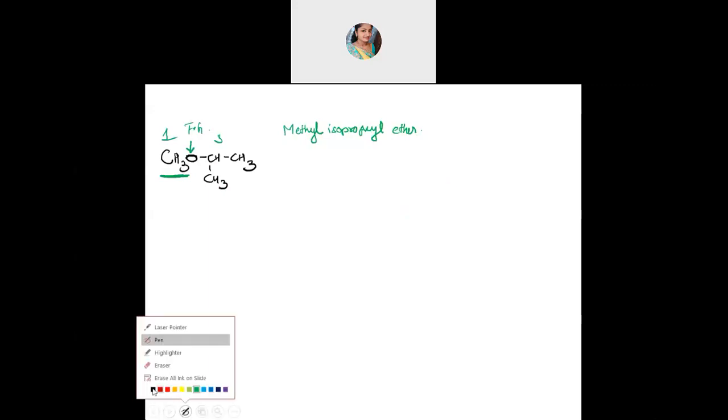When you are giving the IUPAC name, you should select the longest continuous chain. So which gives you the continuous chain here? Which is the continuous chain here? This C. I'll change the color. Wait one minute. See, this I can't take.